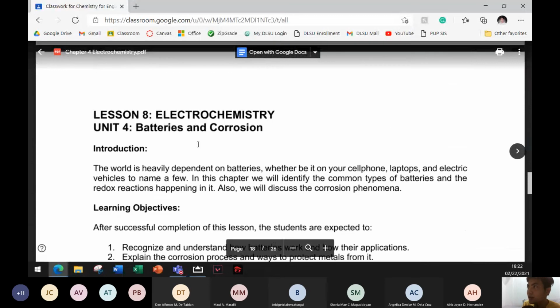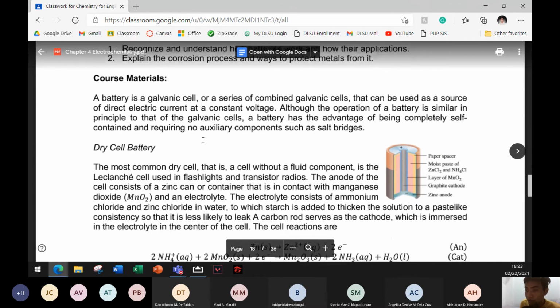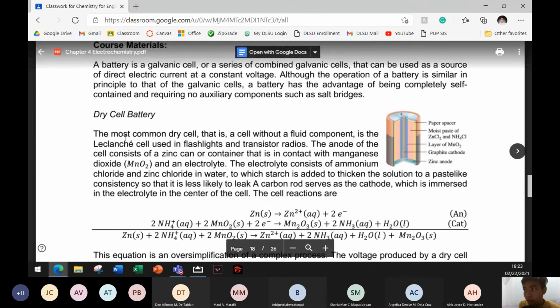Okay? So, let's talk about batteries, no? So, sabi ko nga sa inyo, yung batteries, ito ay form ng galvanic cell, no? It produces electricity spontaneously. Kasi kapag hindi yan nag-produce ng electricity spontaneously, hindi battery tawag doon. Okay? So, maraming uri tayo ng battery, no? So, isa-isahin lang natin. Ito na yung mga chemicals na nandun.